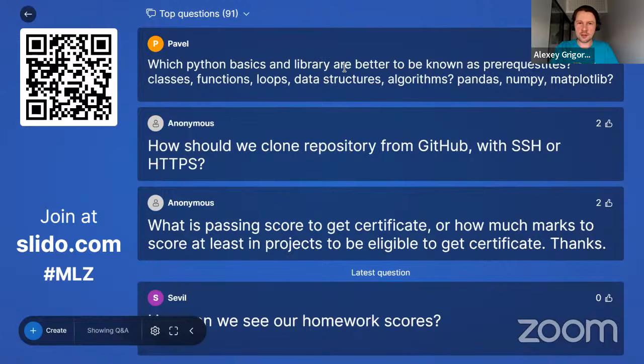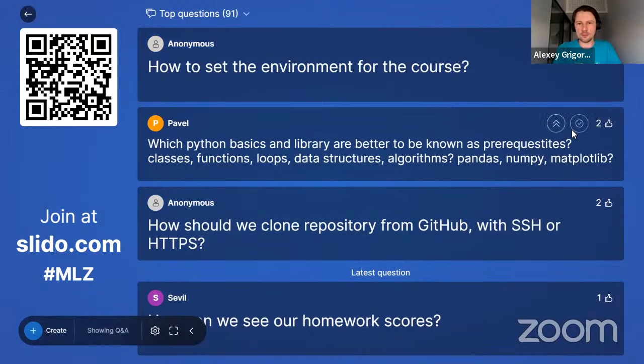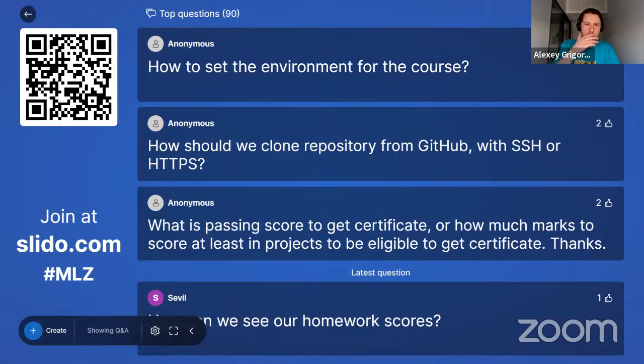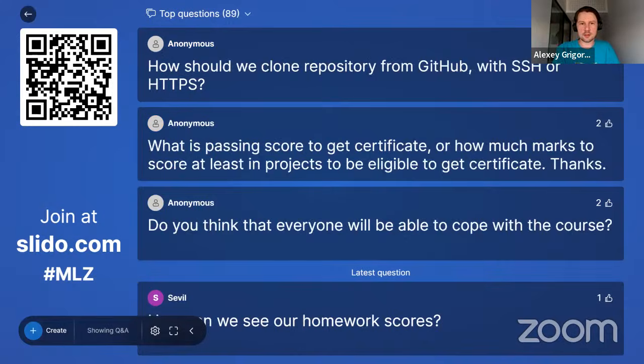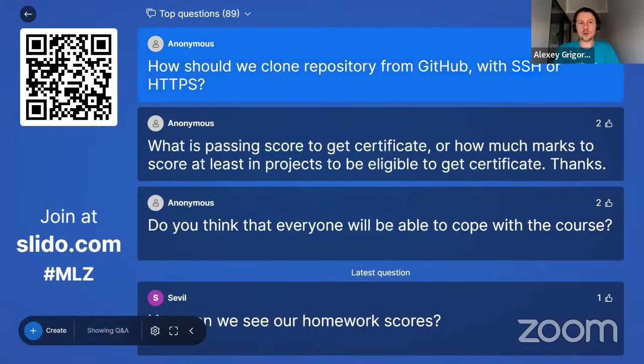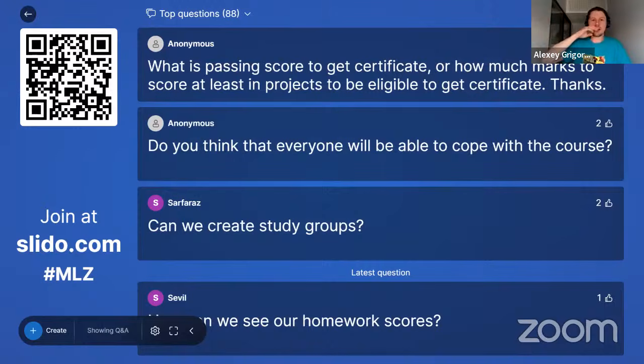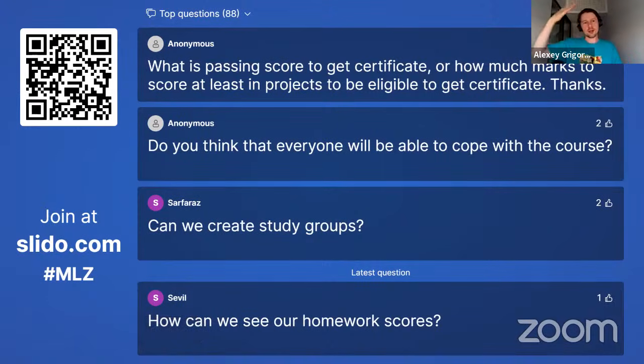Python basics and libraries are better to be known as prerequisites: classes, functions, loops. Yeah, check the course, Module 1. You'll see the answer. I think I answered that. Should we clone the repository from GitHub? It doesn't matter. I think for SSH, you need to have an account. For HTTPS, you don't. I will keep answering for 3 more minutes. And then for the rest of the questions, I'll try to see if there are any patterns and then maybe answer them in Slack or in the next office hours.